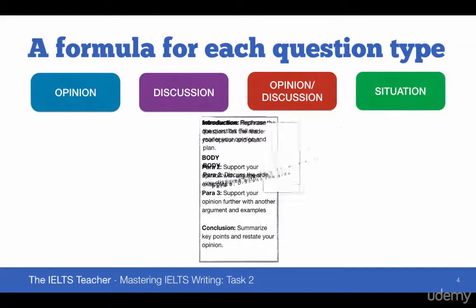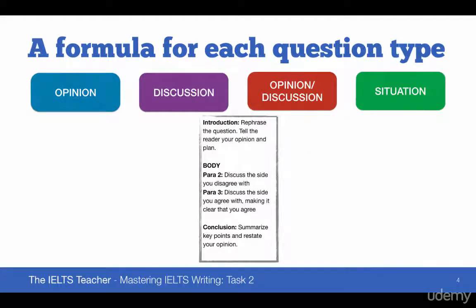In the final structure, we want to rephrase the question, tell the reader your opinion and plan, but in the first body paragraph, discuss the side you disagree with. Then, in the second body paragraph, discuss the side that you agree with, making it clear that you agree. And in the conclusion, summarize the key points and restate your opinion. Which question type does that structure match?